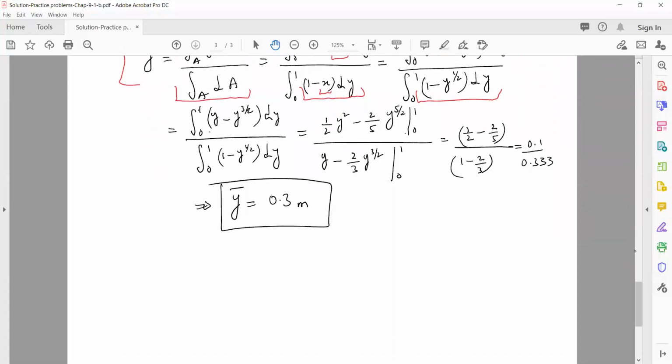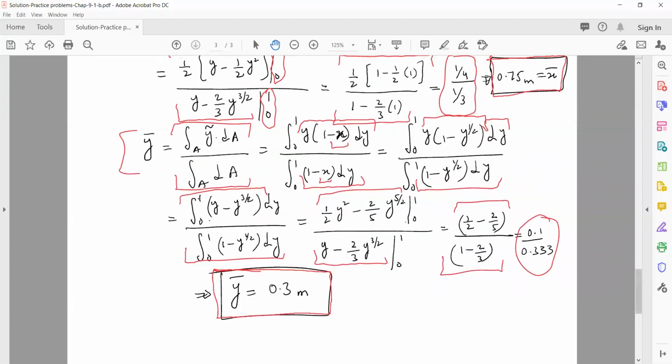Now just apply the integrals. This is the final shape and we'll apply the integrals here. After applying the integrals, we get this at the top and this in the denominator. Now we can apply the limits. If you apply the limits, you get this in the denominator, and this is the overall fraction. And you get y bar as 0.3 meters. So this is the y coordinate of the centroid of the area.